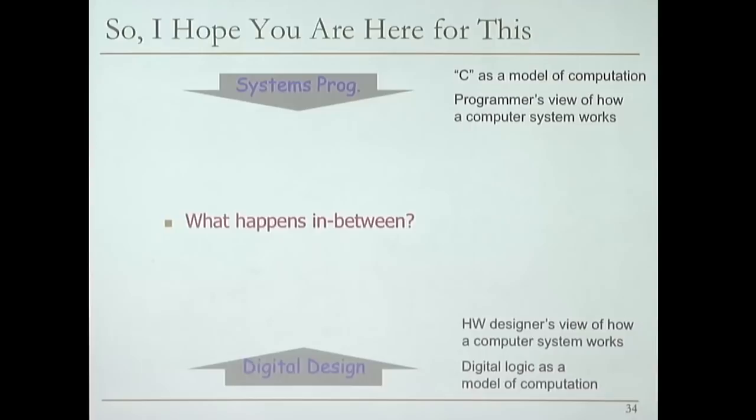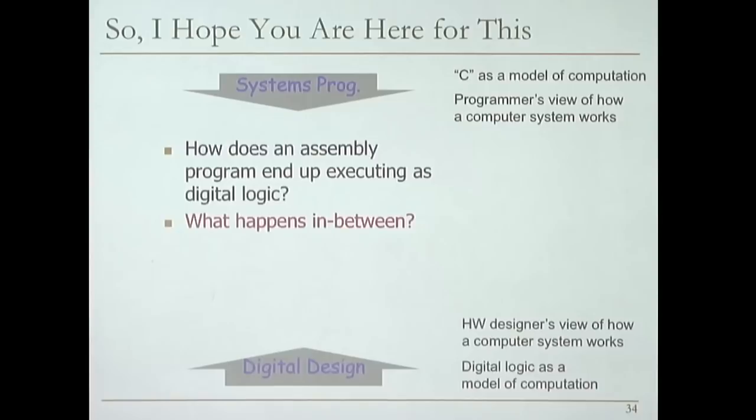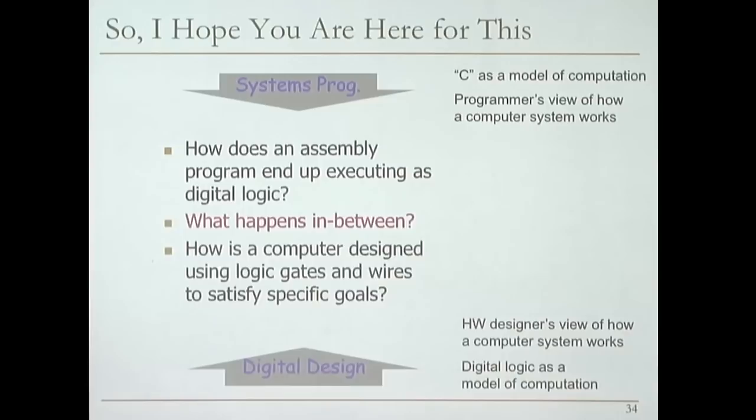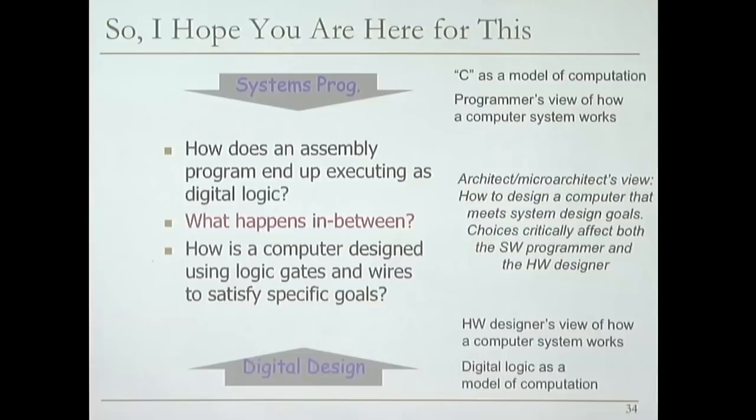So what happens in between? That's really the subject of this course. If you took digital circuits with me, you were exposed a lot to what happens in between. How does an assembly program end up as executing gates and digital logic? And at the lower level, how is a computer designed using logic gates and wires to satisfy specific goals? That's what in between is all about, and that's what computer architecture is, in my opinion. We'll later distinguish between architecture and microarchitecture, but let's put them together right now.